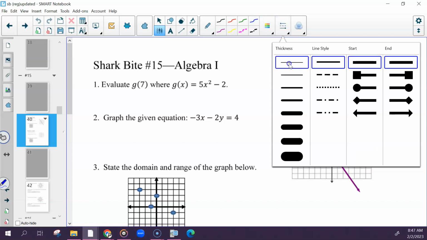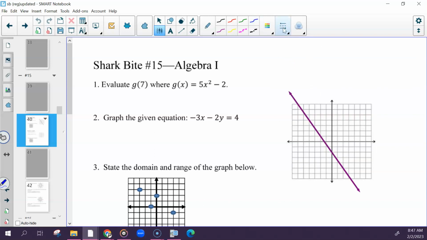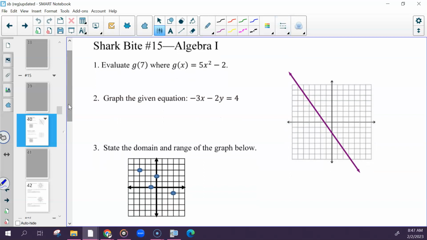Remember that with these, you can always go back, check your notes, ask each other. So with 1, evaluating g of 7, is this x or is this y? Is this given x or y? X, we're looking for y. So we would put that in for all of our x's. 7 squared would give us 49.